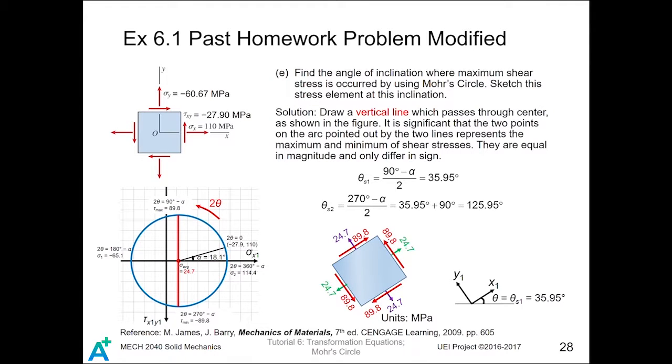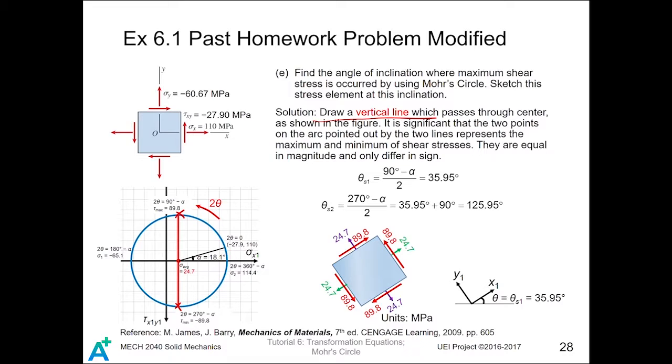How about the angle of inclination where the maximum shear stress occurs? Try using the Mohr circle. For the maximum shear stress, observe that this Mohr circle is symmetrical about the sigma x1 axis. To do this, we draw a vertical line which passes through the center of the Mohr circle. It is significant that those 2 points represent the maximum and the minimum shear stresses, but actually the shear stresses are just equal in magnitude. So on this vertical line, you can obtain the maximum shear stress.